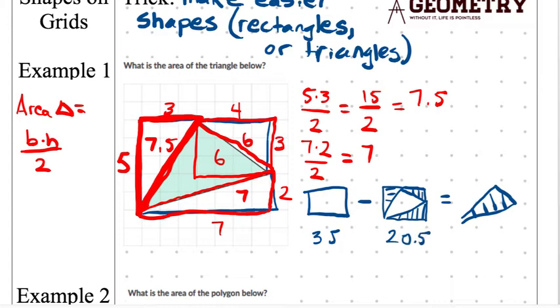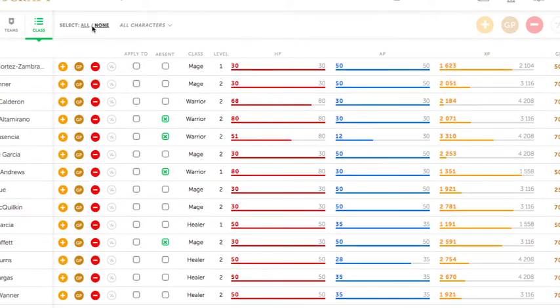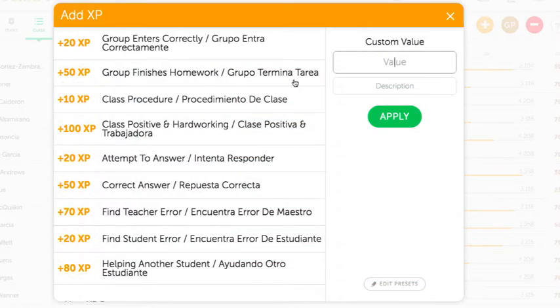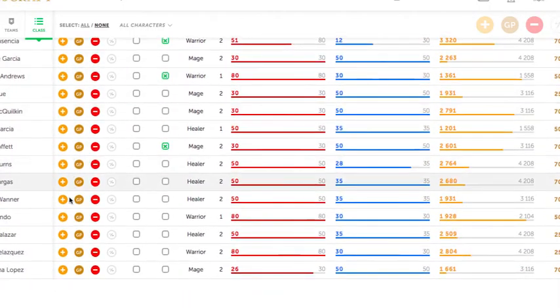20.5. Thumbs up, thumbs down. If everyone does thumbs up or thumbs down, then I will give all of us 10 XP. Looks like everyone was doing it. So let's say all. I don't know why some of them are being selected. 10 XP. And thank you, Martine.